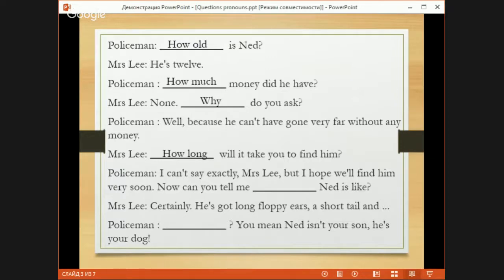Now, can you tell me what Ned is like? Here we ask about his appearance. Certainly, he's got long floppy ears and a short tail. And what is he like, as I told you, when we haven't heard or when we're surprised, we use it. You mean Ned isn't your son? He's your dog? So the person was quite surprised. But anyway, we want to find our dogs too if they are gone.